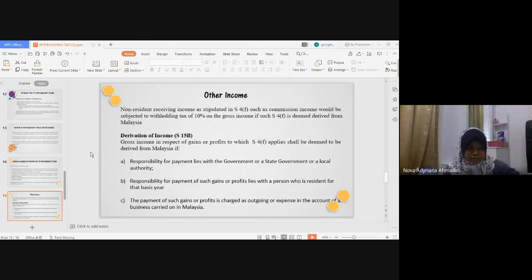Next. Okay, the next one is other income. Non-residents receiving income as listed in Section 4F, such as commission income, will be subjected to withholding tax of 10% on the gross income if such Section 4F income is deemed derived from Malaysia. The derivation of income is actually the same as the previous one, so I will skip this. Next.